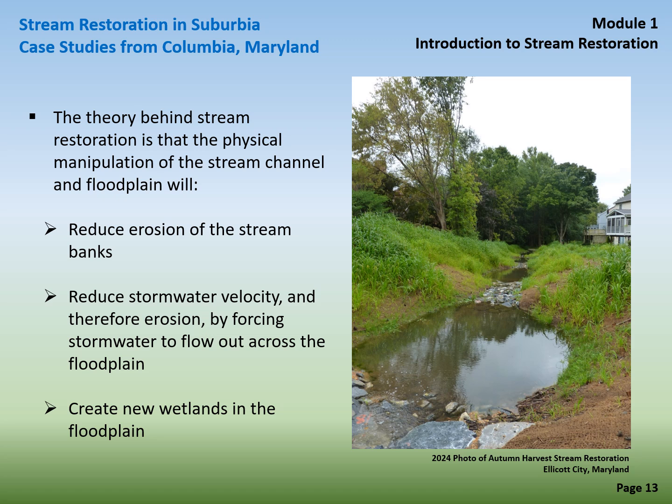The technical theory behind stream restoration is that if you manipulate the stream channel in the floodplain and you reconnect them, you will be able to force stormwater out of the channel and out across the floodplain. And once it is dispersed, the velocity of it will be much slower, and therefore it will have reduced capacity for erosion. And that is correct. And it would also spread water over the floodplain, which would create new wetlands.